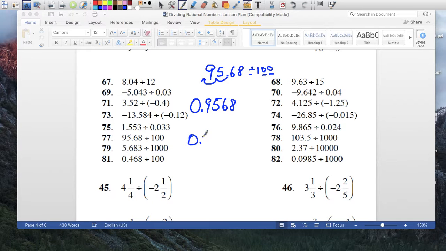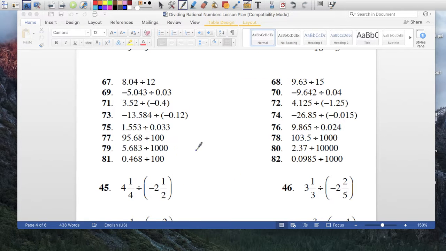Actually, let's do 468 divided by 100. And again, with multiplication, we move to the right. With division, we're going to move to the left. So let's move the decimal twice to the left. 1, 2. Here's my new decimal. We put a placeholder here and a placeholder here. So let's clean that up. It's 0.00468. It's a much tinier number than what we originally had.